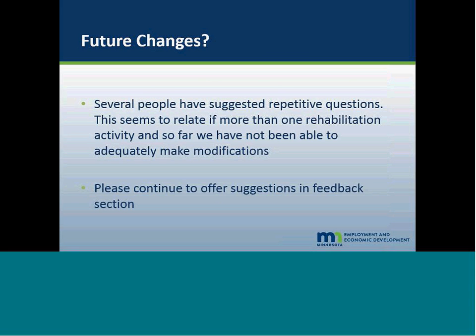So, changes. We're always open to any input and comments for the application, and we're trying to make changes as we go. In the past, we've heard that there are repetitive questions within the application. We are trying to figure out ways to combat that, but if you are going to be doing multiple activities, copy and paste is going to be your best friend, I would say. And, like I said, continue to offer suggestions and feedback. We want to hear how we can improve the applications and process.